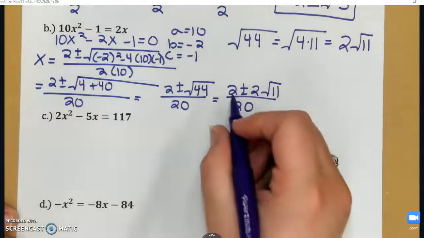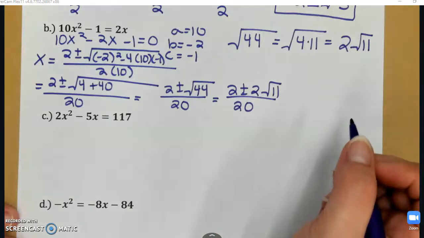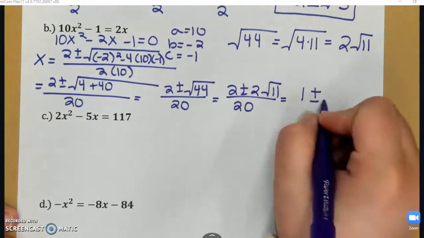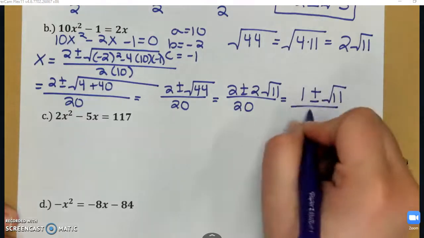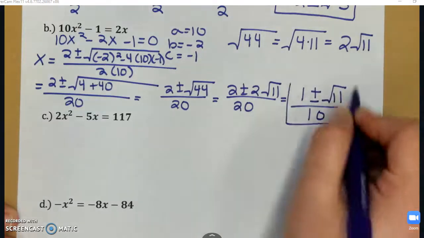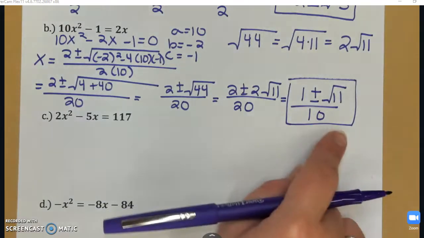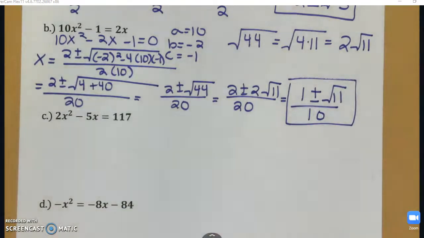And so in the top I have 2, 2, and 20. Those are all divisible by 2, so my final simplified answer is going to be 1 plus or minus the square root of 11 over 10. And I'm going to leave it in exact form. So when you see something say give your answer as an exact answer, that's what it means. Leave it as a radical. Do not type it into your calculator and get a decimal answer.